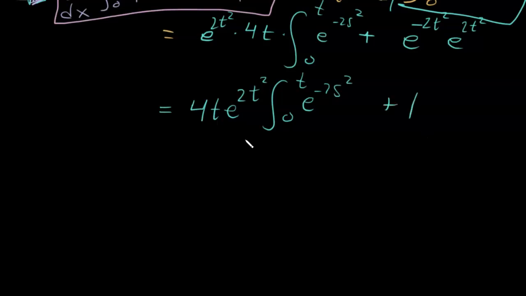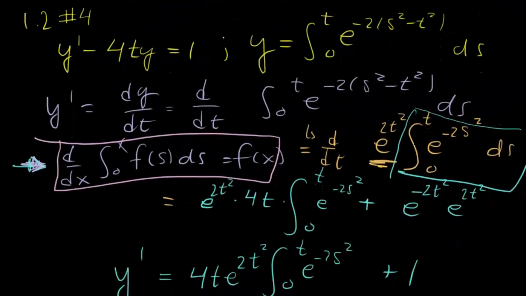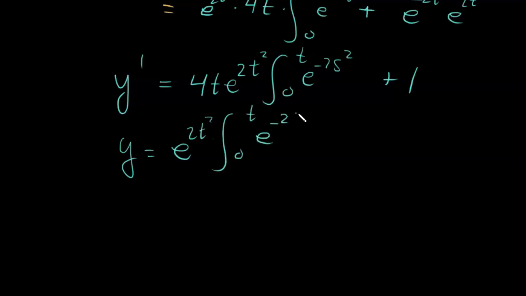So this is all just to remind you, this is what y prime is. So this equation wants to say that this plus or minus 4t times the original is equal to 1. Well, what would be the original? Remember we said the original y could be written as just e to the 2t squared integral from 0 to t e to the minus 2s squared. So this is a simplified version. So when you do 4t times that, we stick a 4t right there.